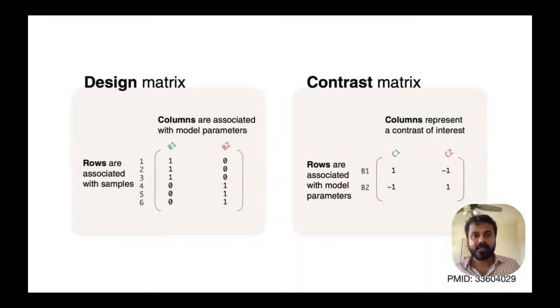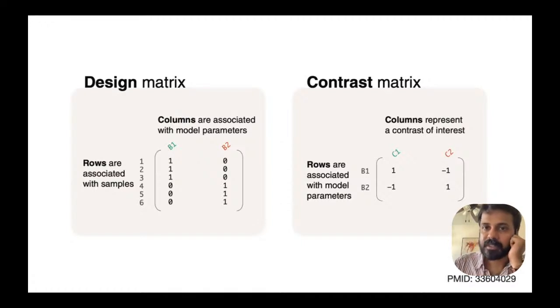This is our design matrix. We have rows that correspond to our samples, six samples, so six rows. And we have two columns corresponding to the parameters in our model, beta 1 and beta 2. Notice here that both columns contain a mix of zeros and ones. So this is our means model, not our mean reference model. Beta 1 corresponds to the mean expression in the first group, and beta 2 corresponds to the mean expression in the second group. How do we compute the difference between those two?